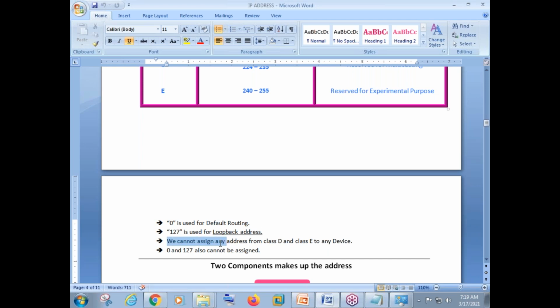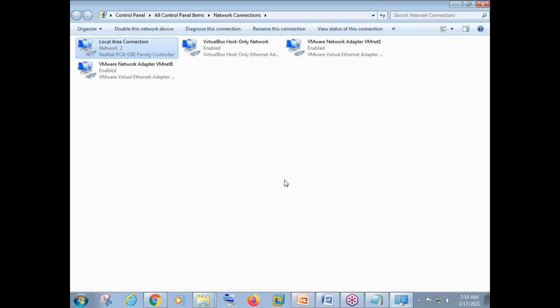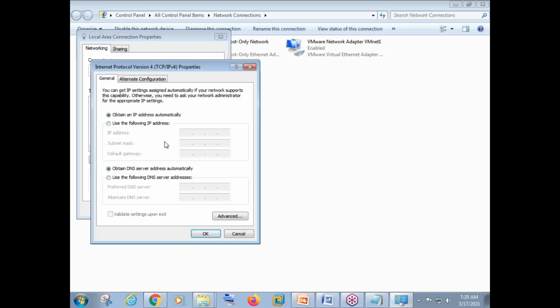And we cannot assign any addresses from class D and class E on any device. That is what we have discussed just now. And 0 and 127 also cannot be assigned, meaning we cannot use 0 or 127 in the first octet. See, in the first octet, if I say number 10, it has accepted.